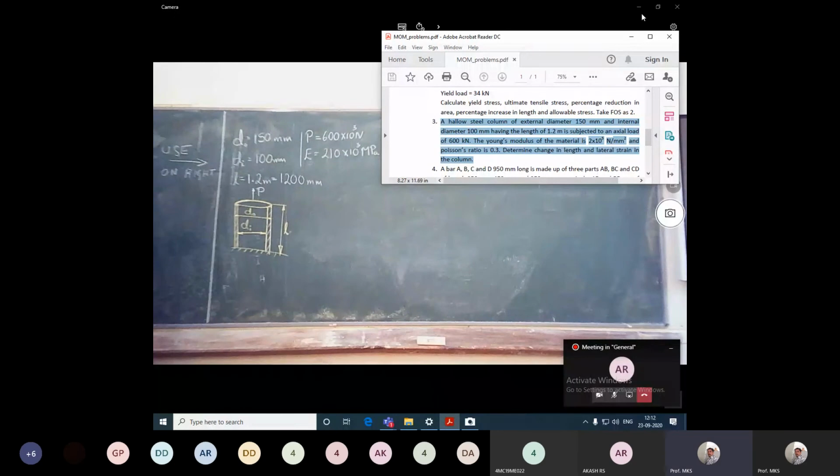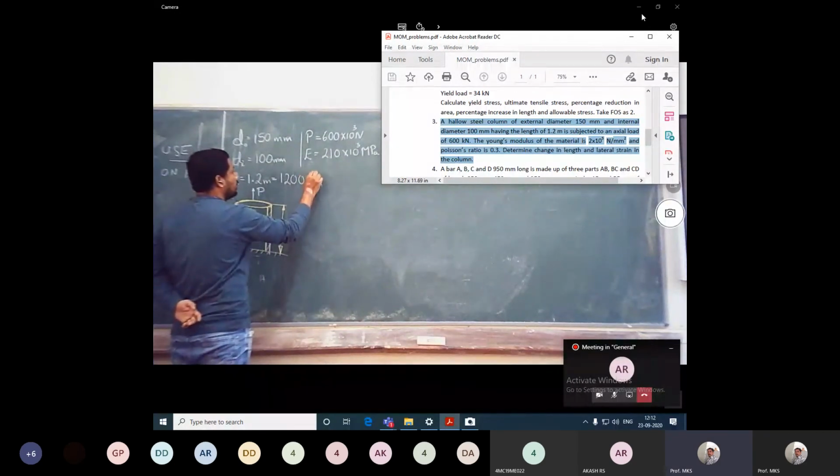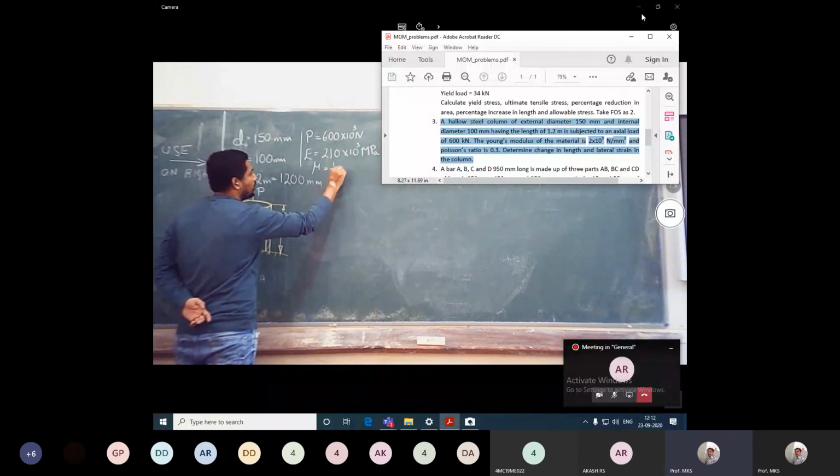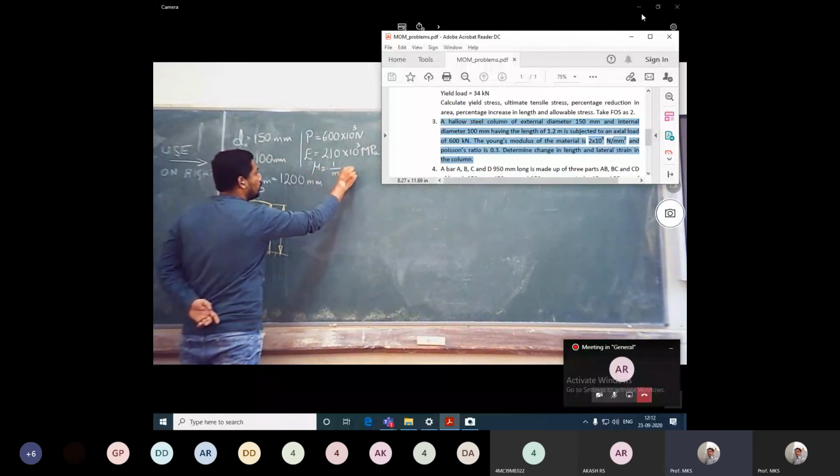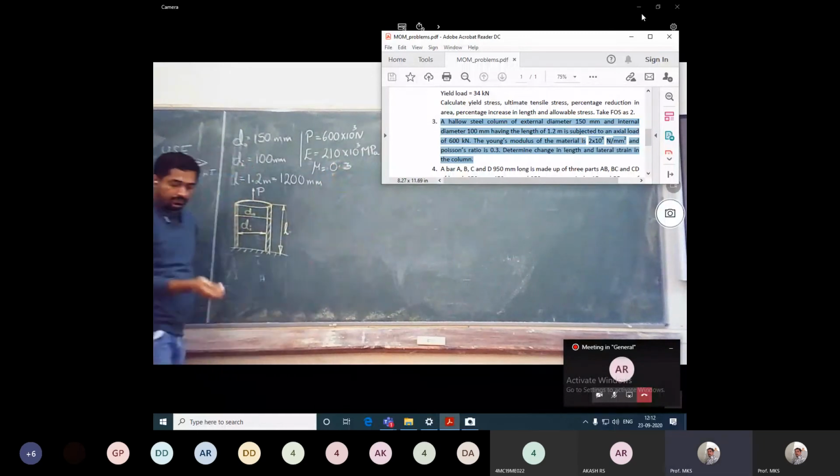Then they also gave the Poisson's ratio. We'll take that Poisson's ratio as mu. It is given by mu or 1 by small m, both are same. Just consider only mu. So mu is equal to 0.3. So this is the given statement for the problem.